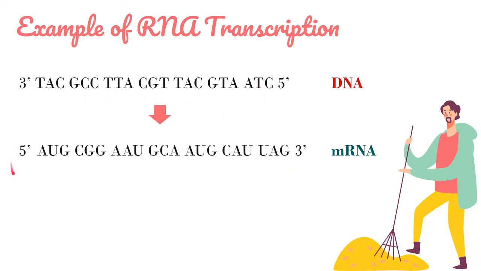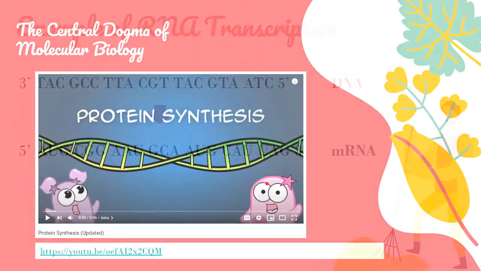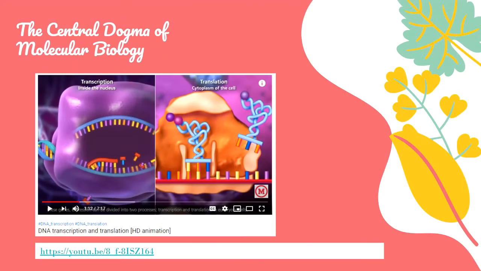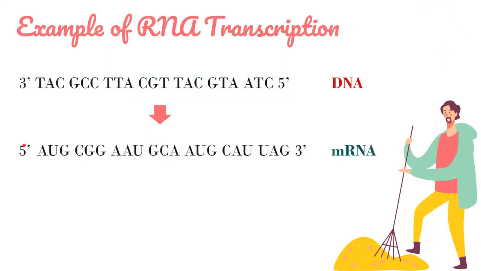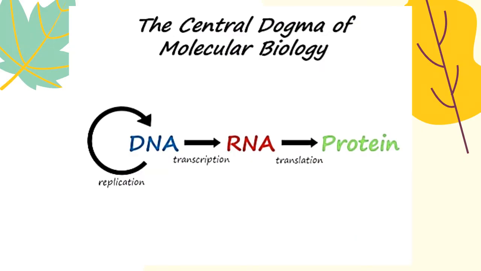So now you have this short mRNA that can now leave the nucleus through the nuclear pore. So this is the mRNA strand that was copied. Now it can leave the nucleus and go out of it through the nuclear pore. So that's this part of central dogma from DNA to RNA through transcription.